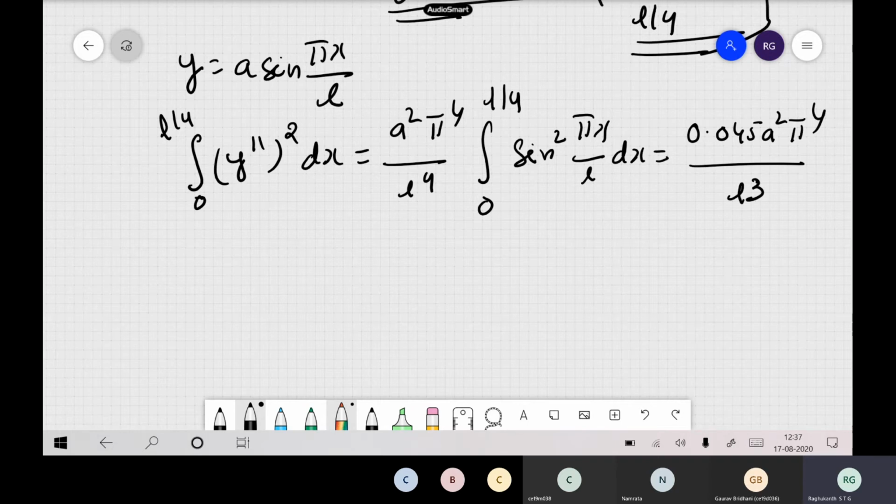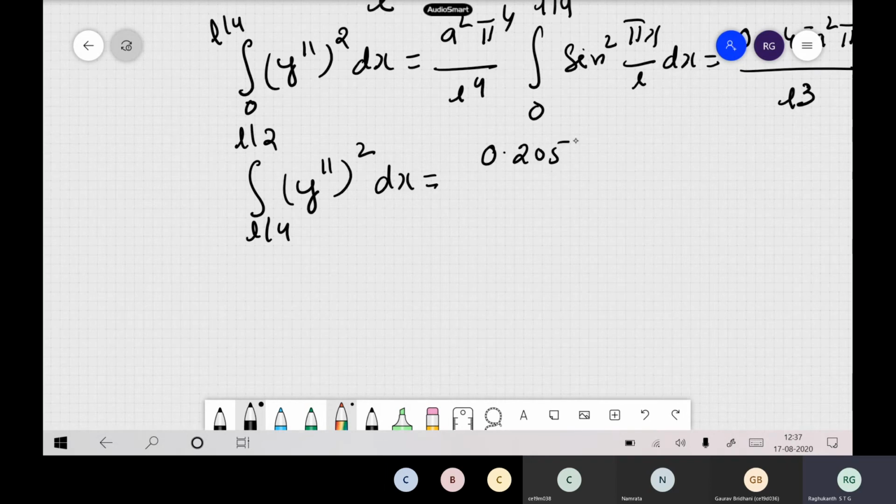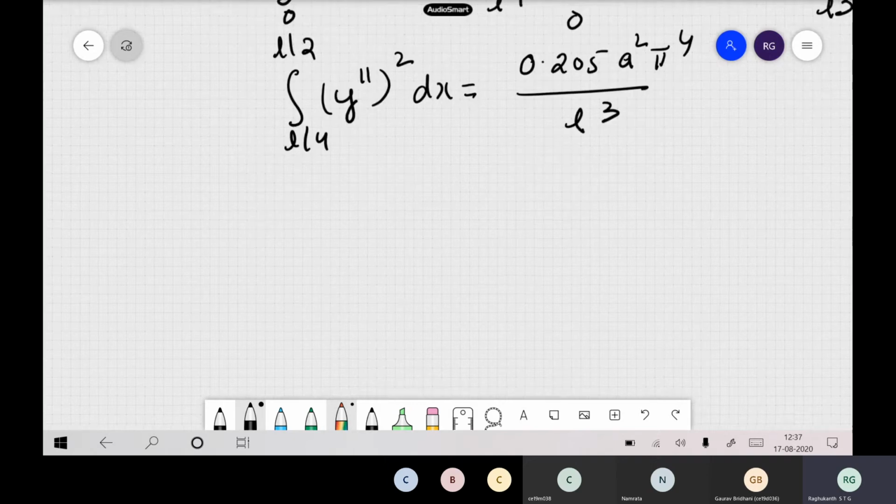Now similarly, say you calculate the other integral also. So L by 4 to L by 2, y double dash square dx. So same integral, only the limits are changing. So this gives 0.205 a square pi to the power of 4 by L cube. So these are the two integrals.